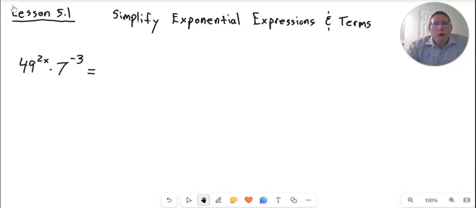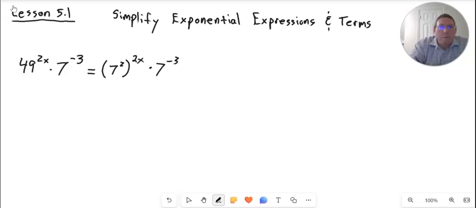Okay, for this one, I think it would be a good idea if you pause the video and try this one on your own on paper. Okay, so let's see here. I didn't give you the hint this time, but note that 49 and 7 are related. That 49 is the same thing as 7 squared. So we know that this is going to be 7 squared, that's 49, to the power of 2x times 7 to the power of negative 3.